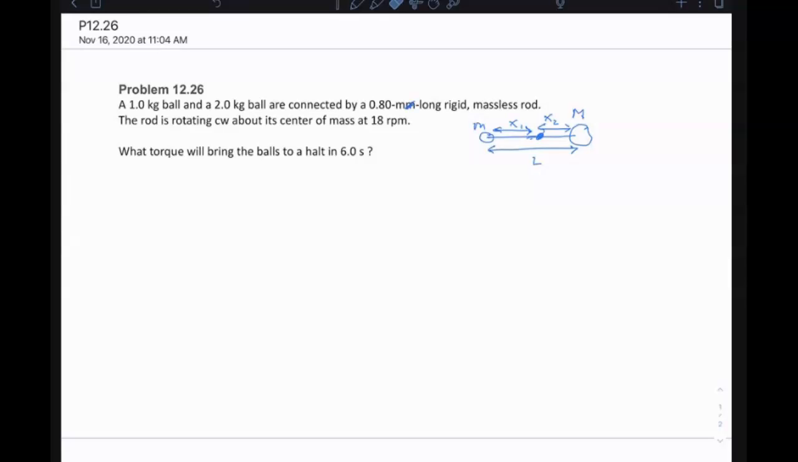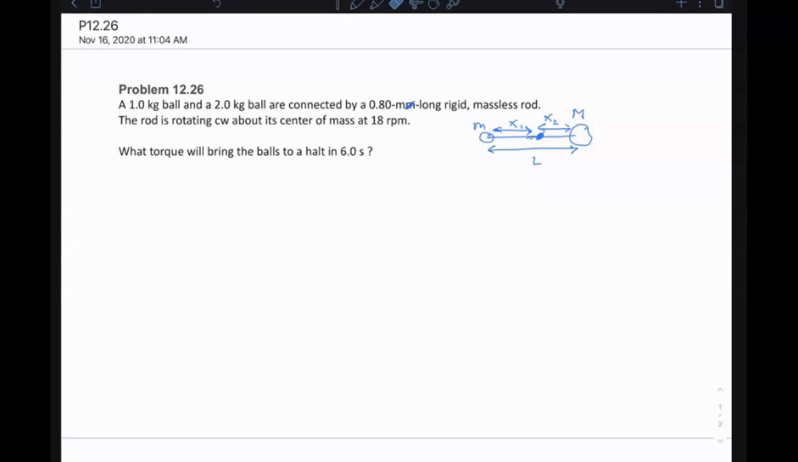So I've drawn a figure of the rigid rod with the masses on each end. I have the small mass on the left and the large mass on the right. And I indicate that the length of the rod is L, and the small mass is located at distance x1 from the center of mass, and the larger mass at x2 from the center of mass.